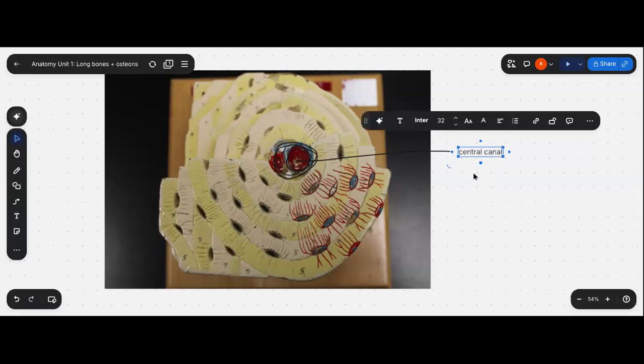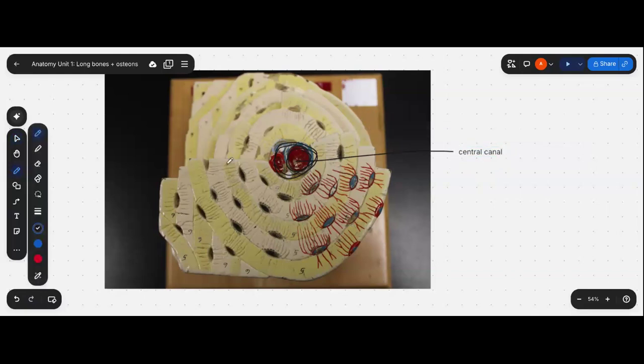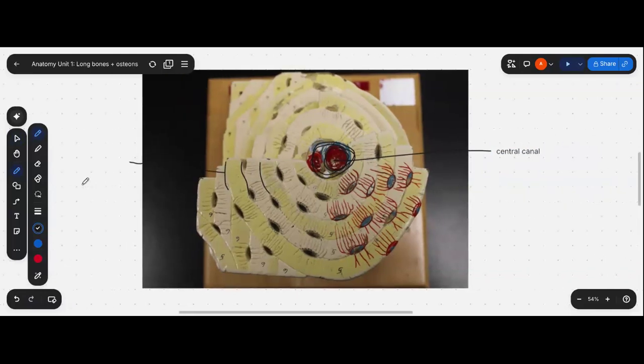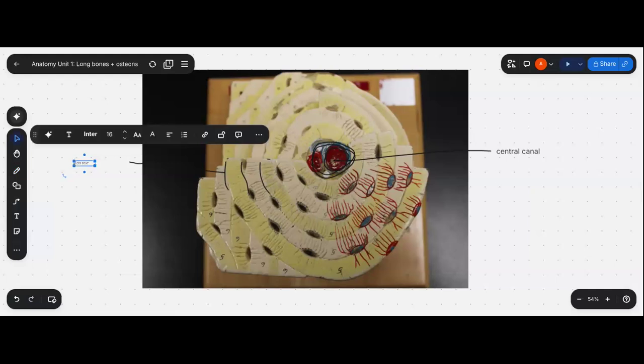Then you are going to have all of the different layers, which are lamellae. So you can see that you have this layer over here, another layer over here, another one, kind of like an onion, if you ever chop up onions, tons of layers. So that is the lamellae.